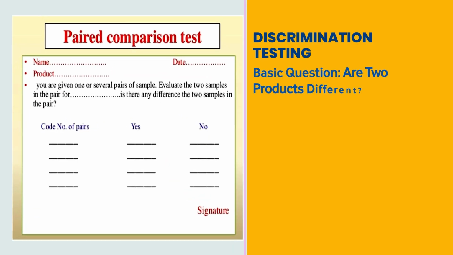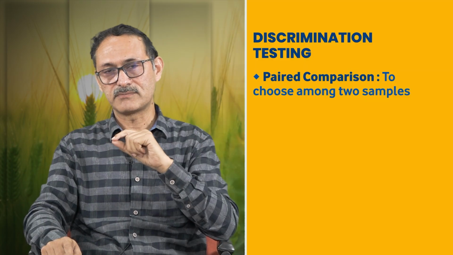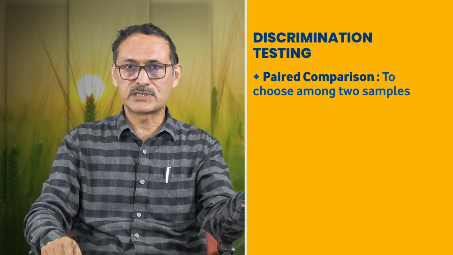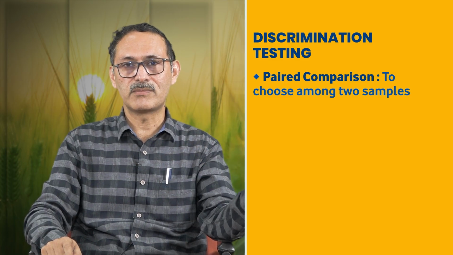I'm giving here some examples of discrimination tests. Here the basic question to be solved is: are the two products different? And it can be done in different ways. If you pick the third one, paired comparison, this is the simplest test. There are two products, and you choose among the two samples whether they are the same or different.